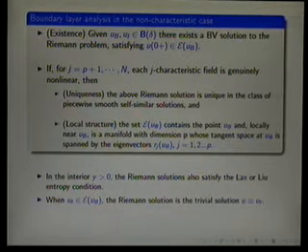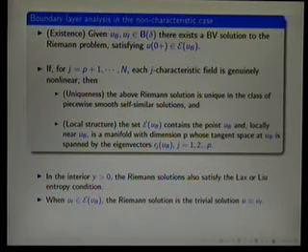And now to show that this is completely satisfactory, you make some more observations. The first is, I just repeat what I told you: given UB, UI, there exists a BV solution to the Riemann problem satisfying this condition the way I just defined it. And the second part here is to describe something more about this set.